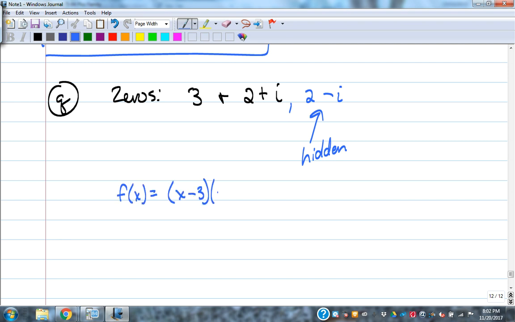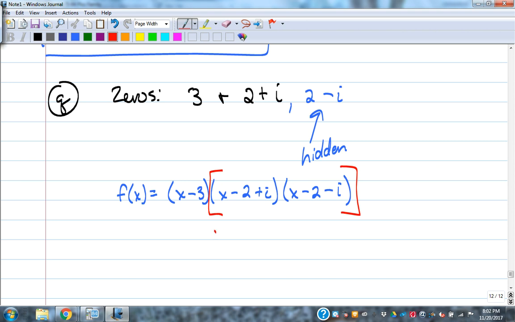X minus 3, x minus 2 plus i, x minus 2 minus i. And you always want to multiply the stuff with the i's together first. Just like with the square roots. It works the same way. The only difference is instead of having like a square root of 9 there, we're going to have something with an i squared there. And what do we know i squared turns into? -1. So that's the only difference that happens here. The i stuff should cancel out, and any i squared turns to -1.